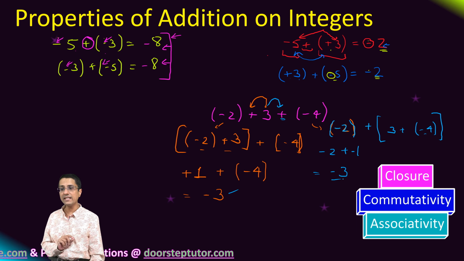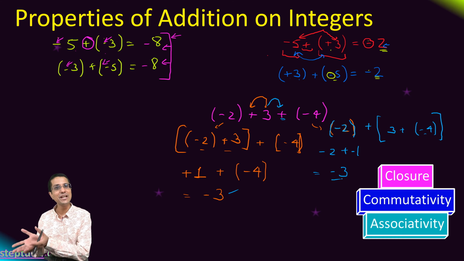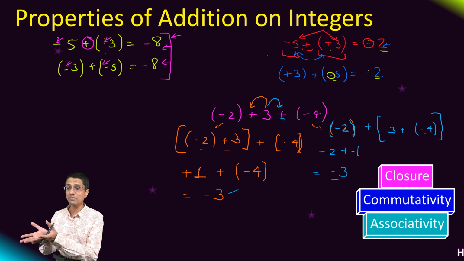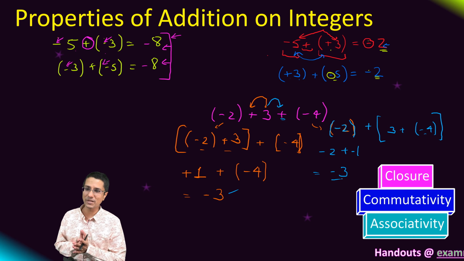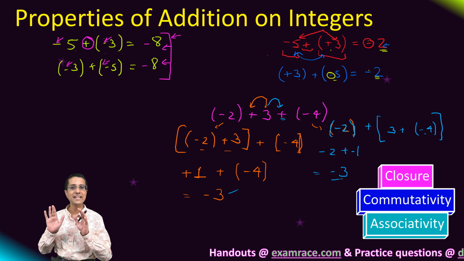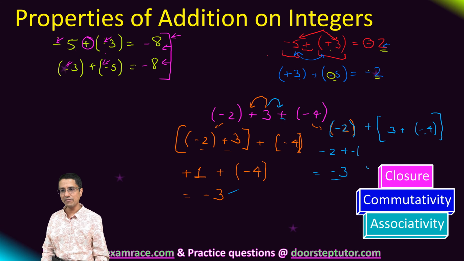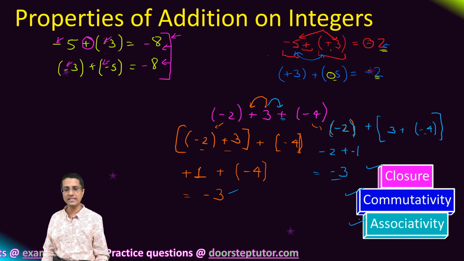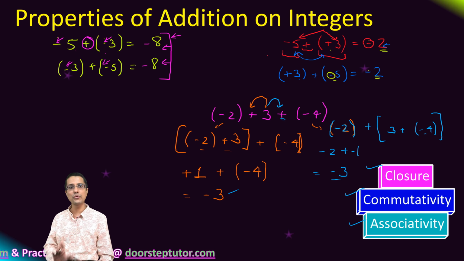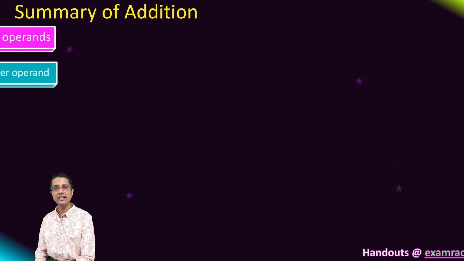So my answer really does not change whether I associated the middle operand with the first plus sign, or with the second plus sign. This means that addition of integers is indeed associative as well. So the 3 properties which we saw were true for addition of whole numbers are also true for the addition of integers. Now with this, we have covered all the details of the addition. Let's just look at their summary.